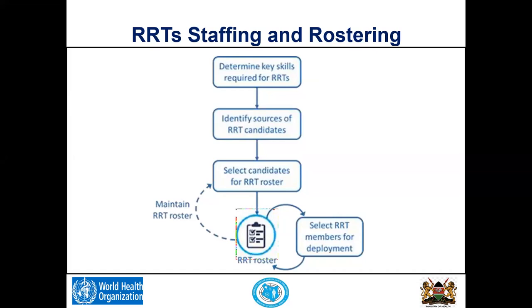Then you select the candidates for RRT and you roster them. So it means if I have a list of 60, I will need to form teams considering all the requisite skills that we need. We need a doctor, we need an epidemiologist in that team, we need a veterinary doctor, we need someone who's skilled in vector assessment, we need an ornithologist, for instance, and form several of those teams.